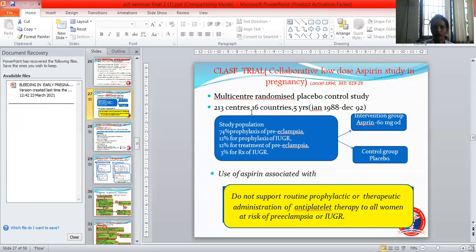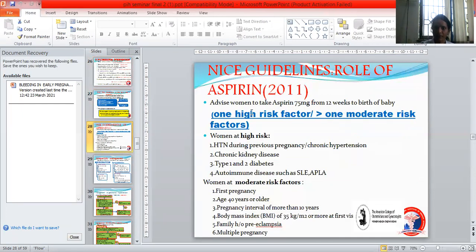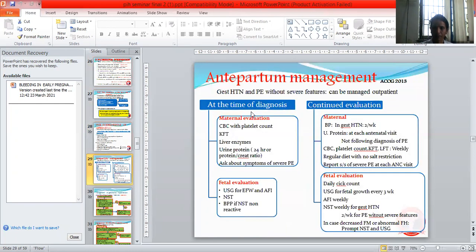There was a trial called the CLASP trial, which said that use of aspirin is associated with many complications. So they do not recommend routine prophylactic or therapeutic administration to all the women at risk of preeclampsia. And then came the NICE guidelines, which say that women with high risk factors or more than one moderate risk factor have a higher benefit from aspirin if we start supplementing them from early pregnancy.